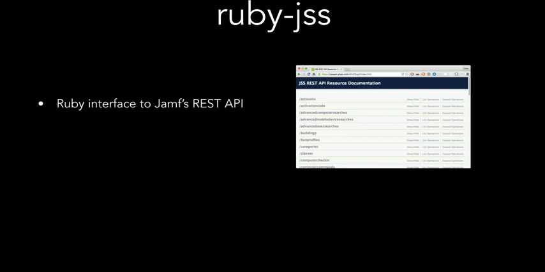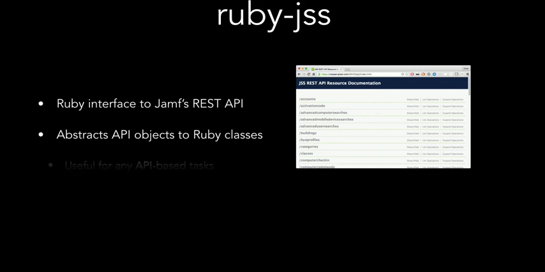Ruby-jss is a Ruby interface to the Jamf REST API. It basically allows you to use the API without using the API. You don't see any XML, you don't see any JSON, you just type simple Ruby code. I'll show you an example in a second. It abstracts all the objects in the API as Ruby objects, and then you use them in very simple ways.